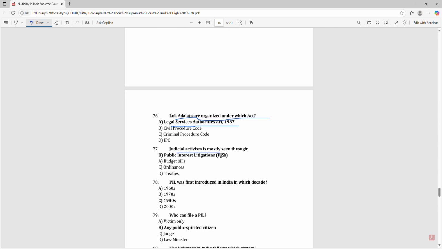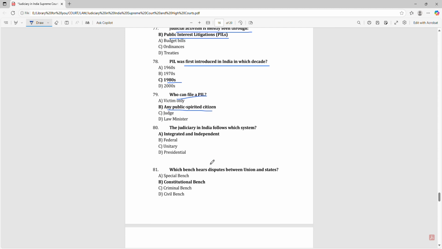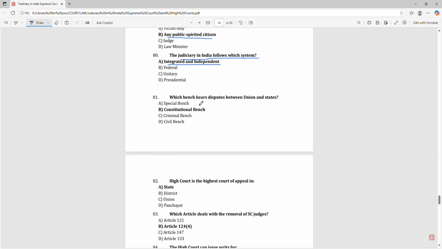Judicial activism is mostly seen through public interest litigation. PIL was first introduced in India in which decade? 1980s. Who can file a PIL? Any public spirited citizen. The judiciary in India follows which system? Integrated and independent. Which bench hears disputes between union and state?